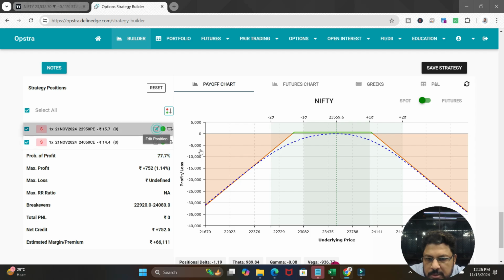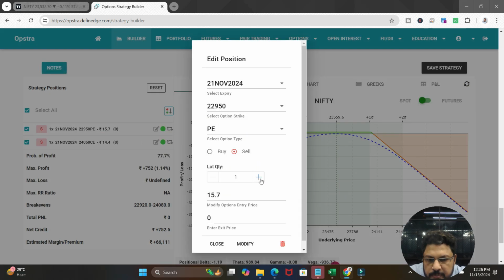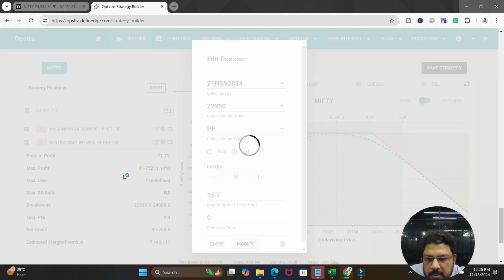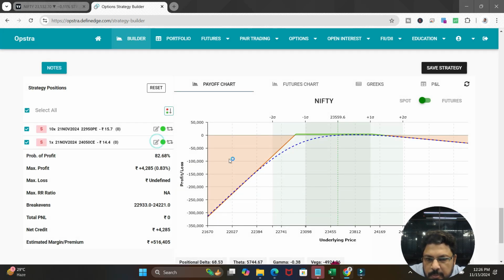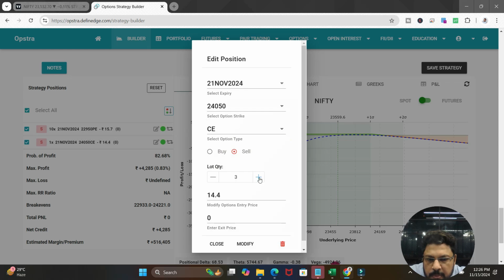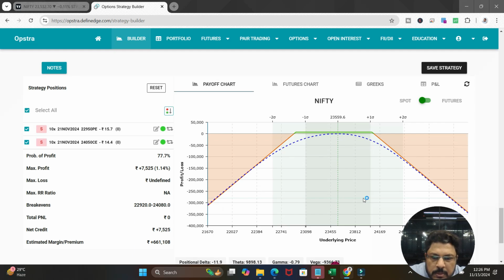So if I increase the quantity here, say I want to do 10 lots here, and 10 lots here. So what is my profit? 7,000 profit on investment of 6. So that is more than 1%. 1.14% it is showing here. What is the risk? The risk is about 22,920.